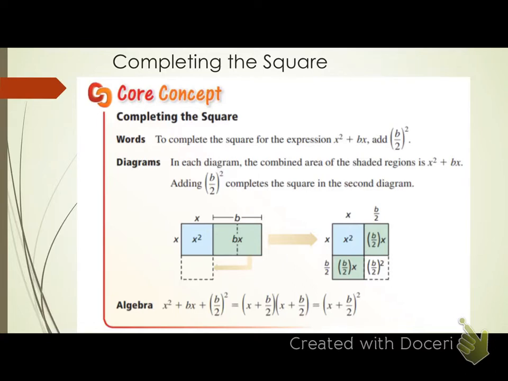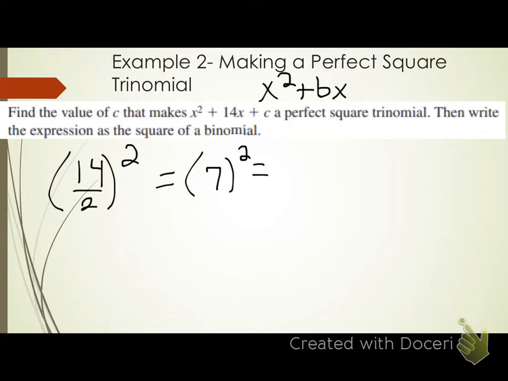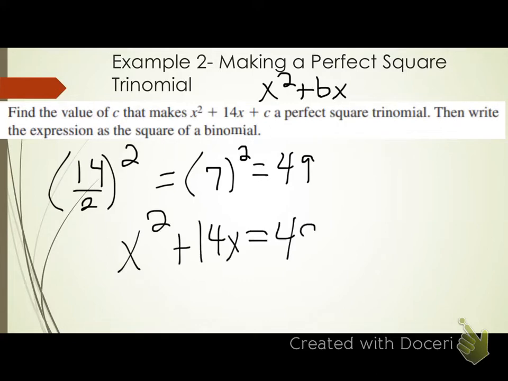Half of b squared. So I find my b value, take half of it, and then I square it. So in this case, what is my b value? 14. So I'm doing 14 over 2 squared. It's 14 divided by 2? 7. What's 7 squared? 49. Everyone okay with that? So if I add 49 to x squared plus 14x, it should become a perfect square trinomial. So let's go ahead and factor it and see if it did become a perfect square trinomial.